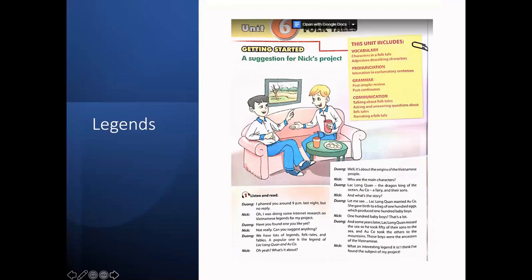I found in your grade 8 textbook a unit on legends, and it mentions this legend about the creation or the origin of Vietnam. And I thought this was fascinating, that there was a man and a woman who got married, and they split the children up, and some went to the mountains and some stayed by the sea.